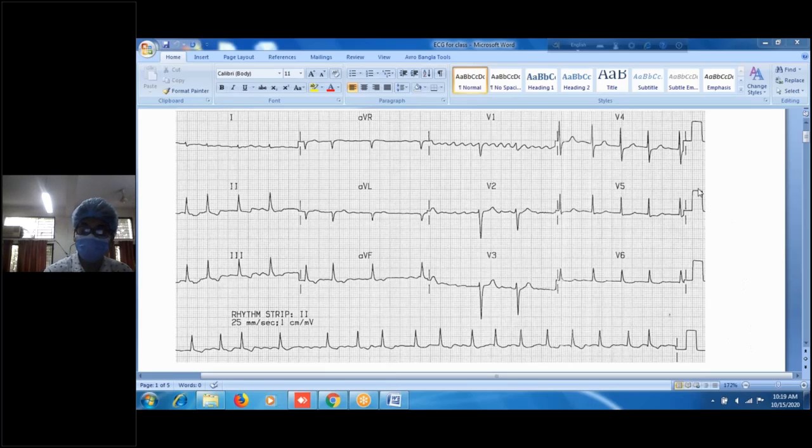So these are the book answers you should be ready with. Then some advanced questions may be asked if the examiner chooses: when you will go for chemical cardioversion, when you will go for electrical cardioversion, or the conditions you should check for chemical cardioversion. What is the treatment of persistent atrial fibrillation?